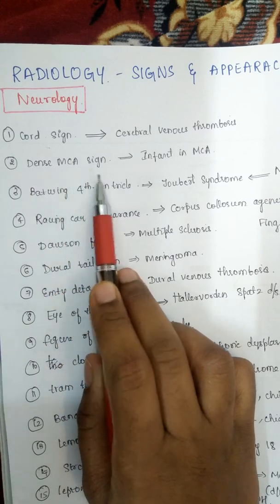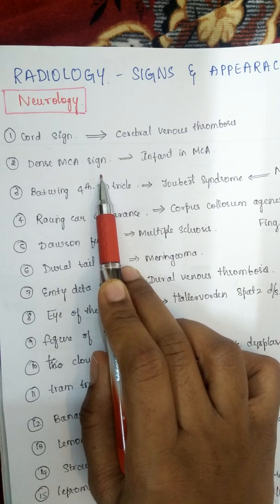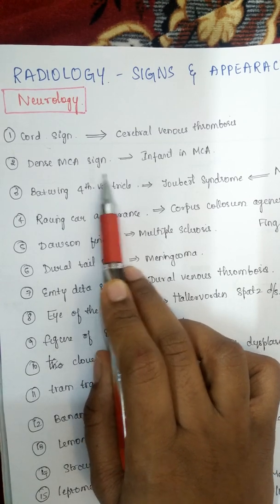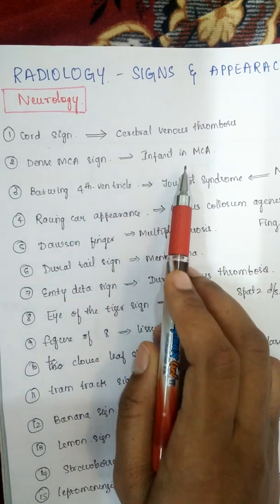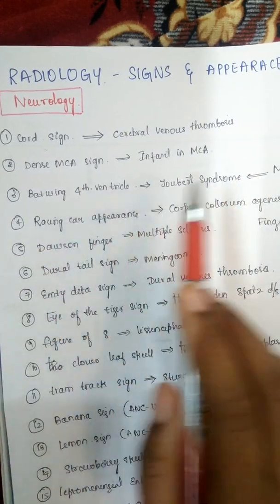Next is the dense MCA sign. The MCA, middle cerebral artery, intraluminal thrombus appears as a hyperintense lesion. So this is the dense MCA sign in the MCA territory. Next is Joubert syndrome.